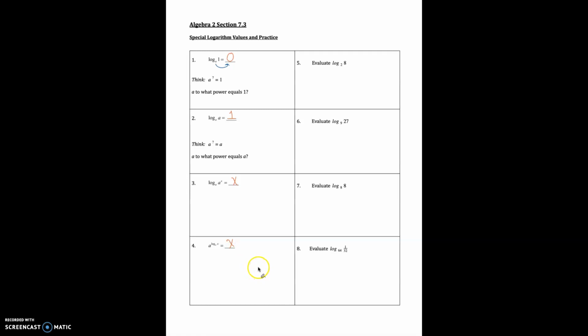So 1 through 4, again, are special properties, and we're going to want to make sure we know those because we're going to be learning how to do some other things with logs, and these will really come into play when we get further down the road. Just a little bit of practice of how to evaluate.